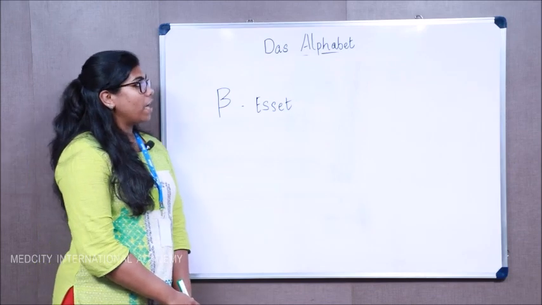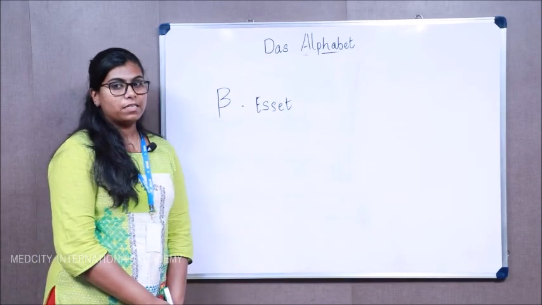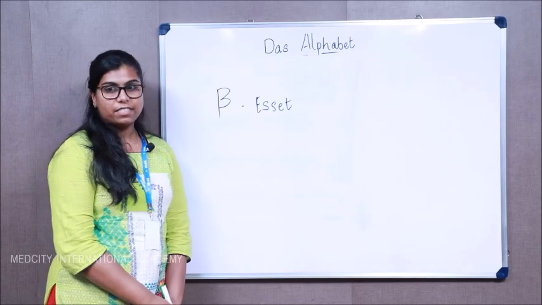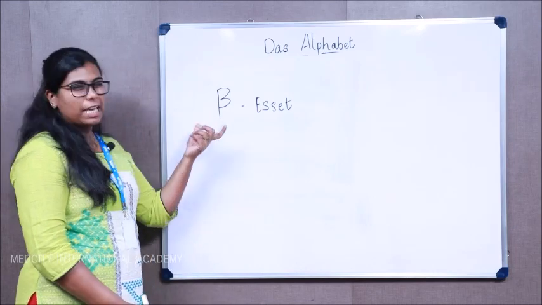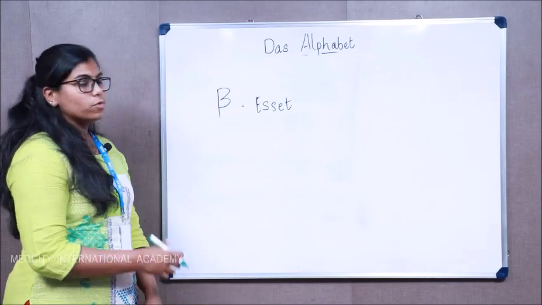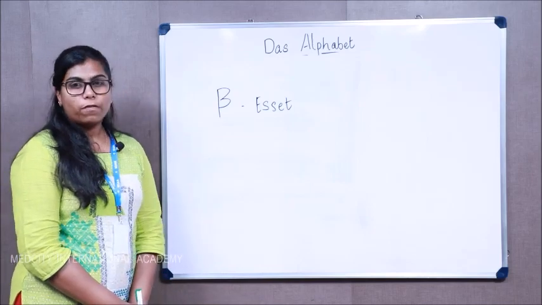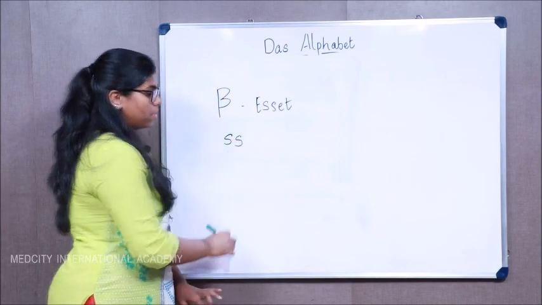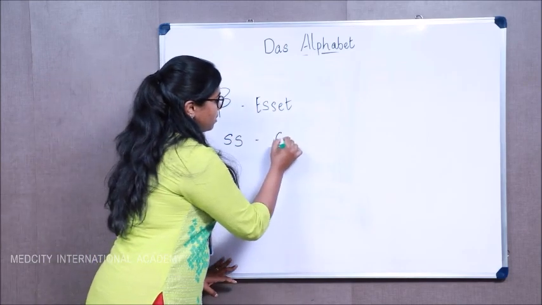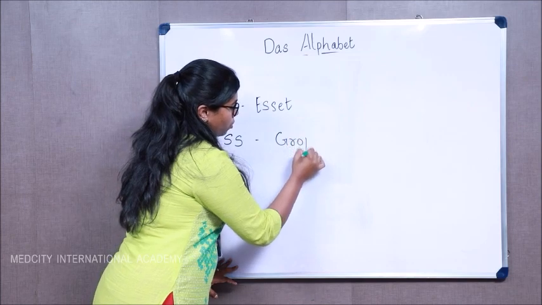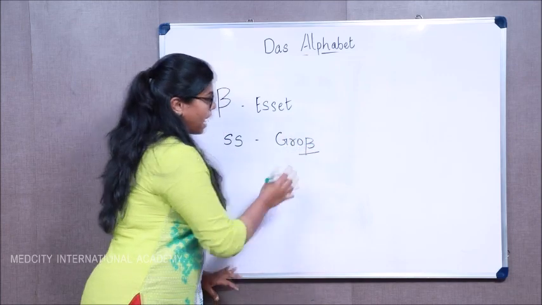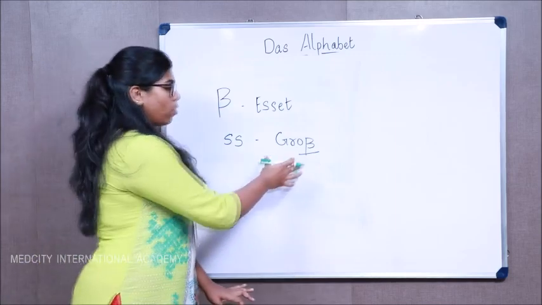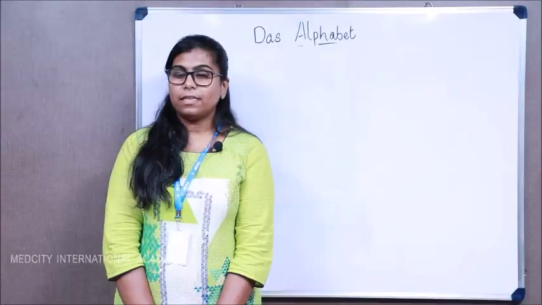The last character in the German alphabet is ß. It is written just like a beta, and it is used in the case of double S. For example, we can use groß. This is ß, and meaning big. Groß meaning big.